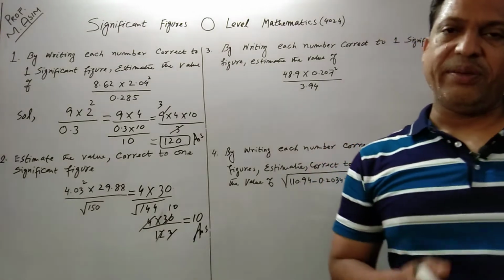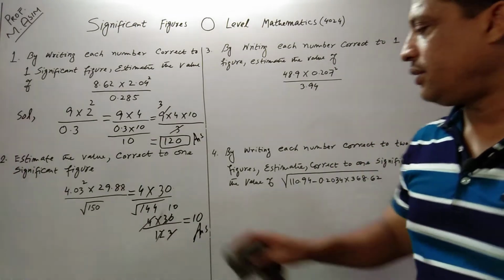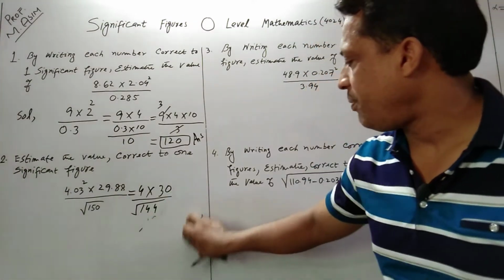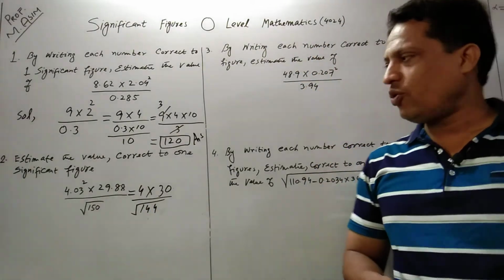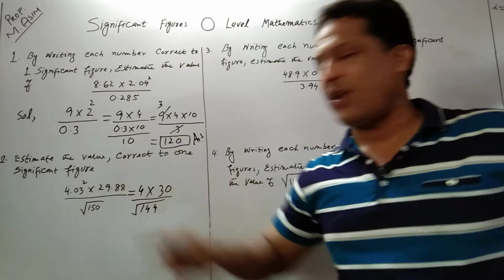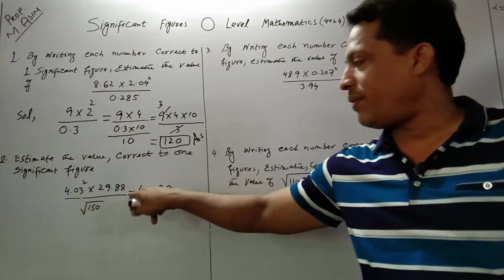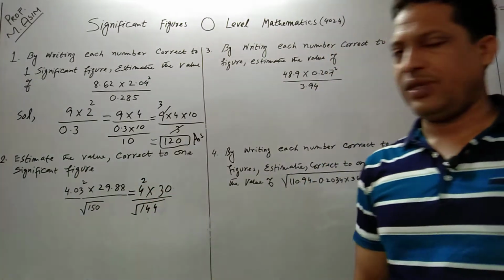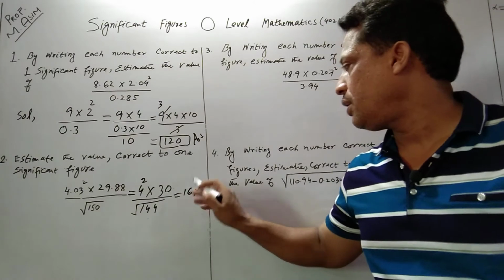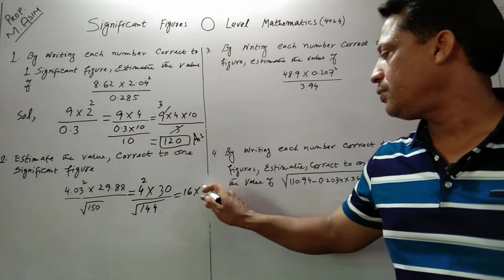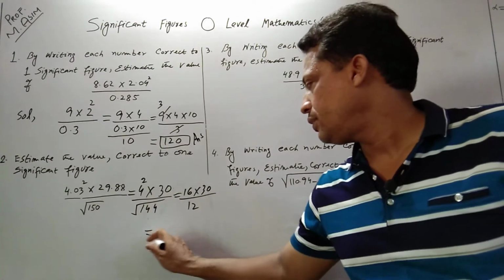Oh, I made one mistake. I am sorry, actually, I forgot to write. Sometimes a teacher can also make a mistake. Actually, this is 4.03 squared. I didn't consider the square. So 4.03 becomes 4 and the square remains. So 4 squared is 16 and this is 30 upon 12. I hope you understand.